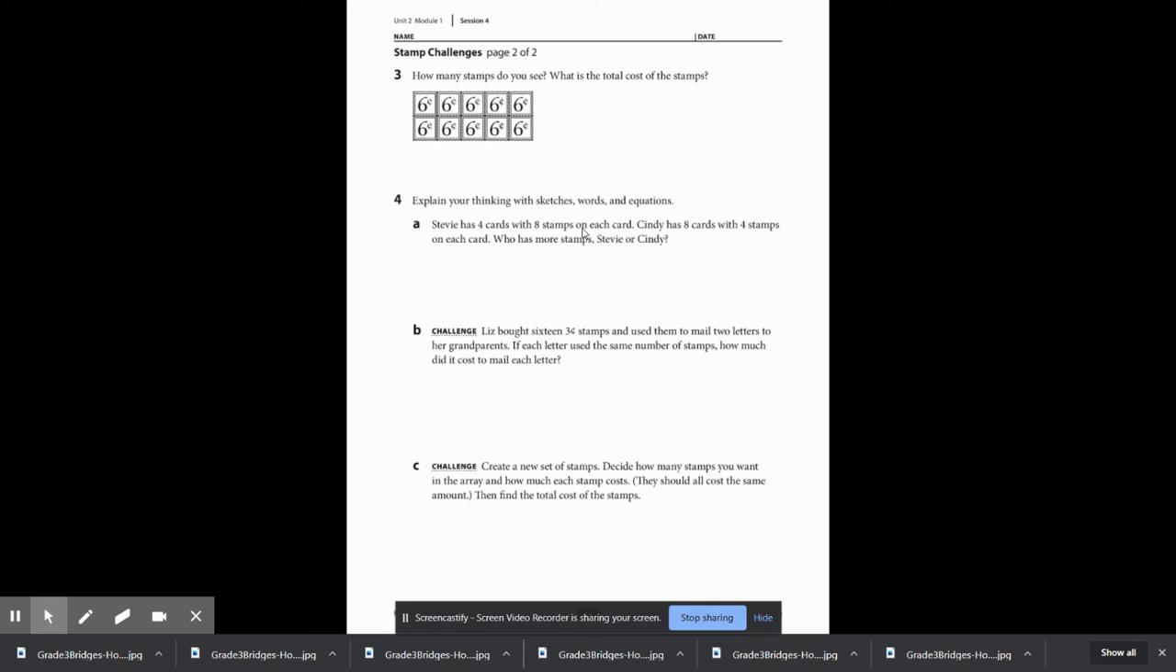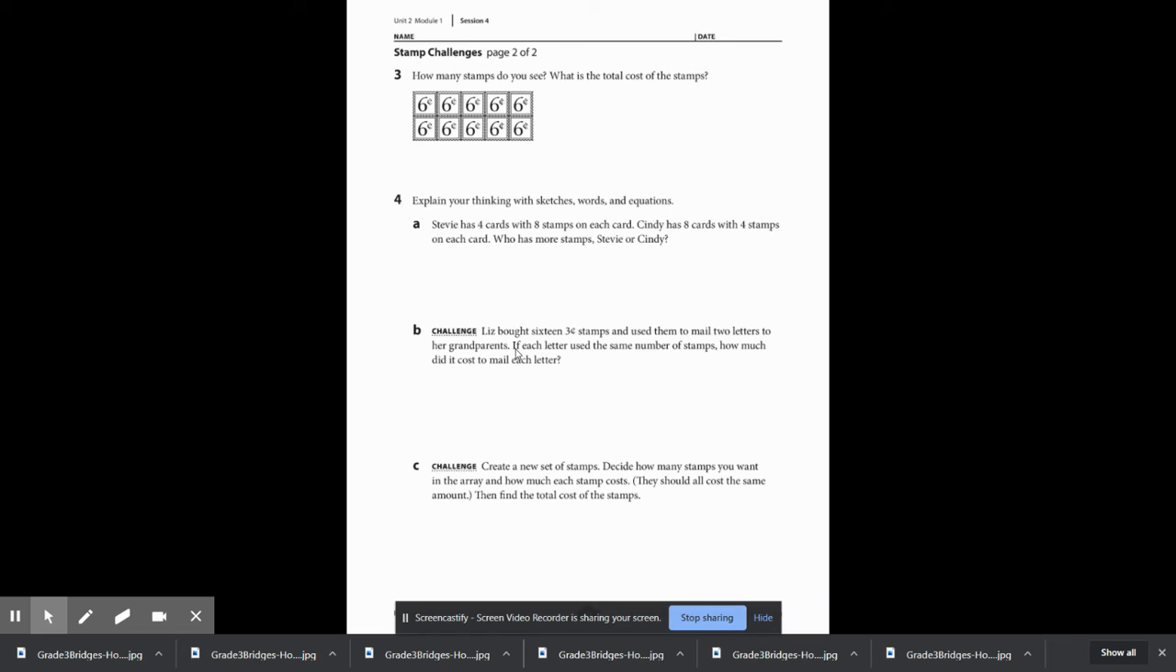Steve has 4 cards with 8 stamps on each card. Cindy has 8 cards with 4 stamps on each card. Who has more stamps, Steve or Cindy? You may want to draw this out to help you. They took the array away to see what strategy you use. You could use number lines, you could use whatever. And you're going to do these 2 challenges.